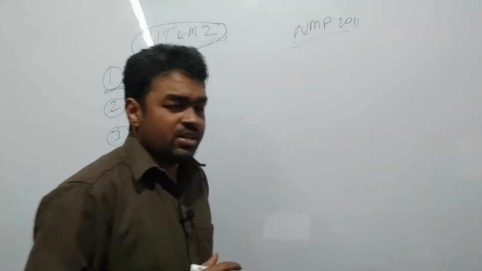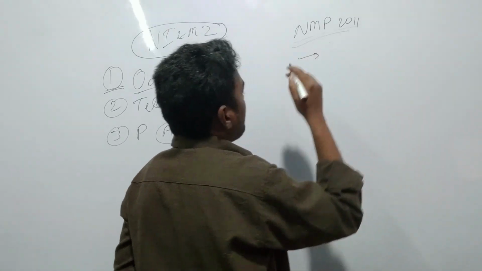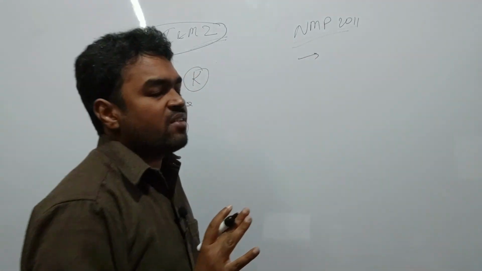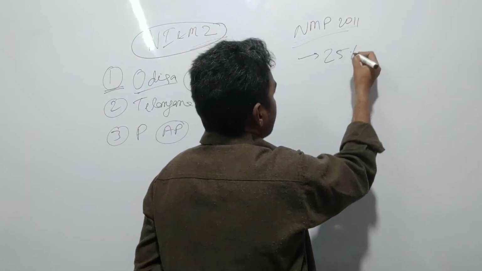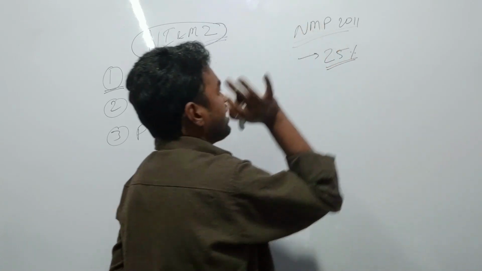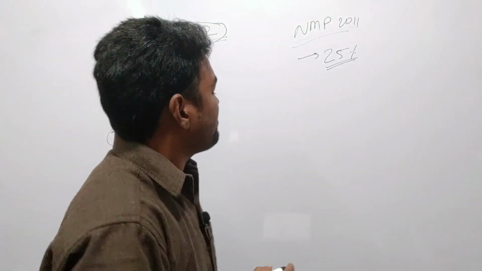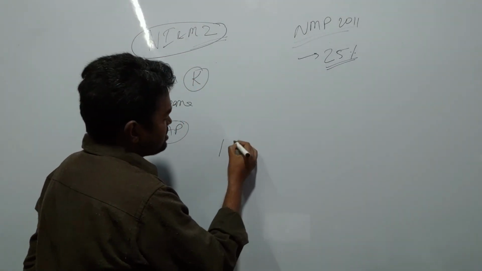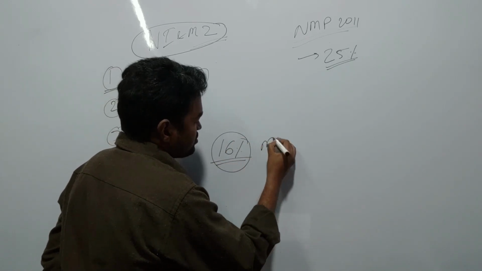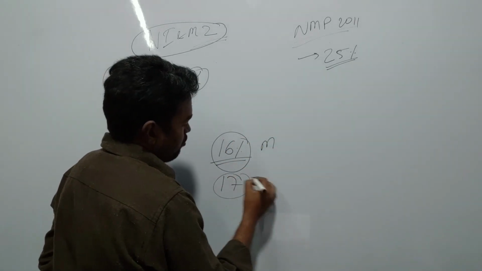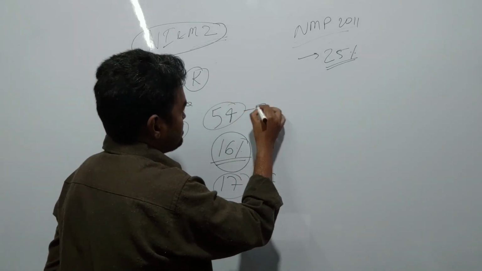In the national manufacturing policy, the first thing is that we want to increase the contribution of manufacturing sector to 25%. कितना? 25% ऑफ द GDP आना चाहिए मैन्युफैक्चरिंग सेक्टर से. अभी कितना है? करेंटली मैन्युफैक्चरिंग सेक्टर कंट्रीब्यूट ओनली 16% ऑफ द GDP. 16% फ्रॉम मैन्युफैक्चरिंग, 17% फ्रॉम द फार्मिंग एंड 54% फ्रॉम द सर्विस सेक्टर.